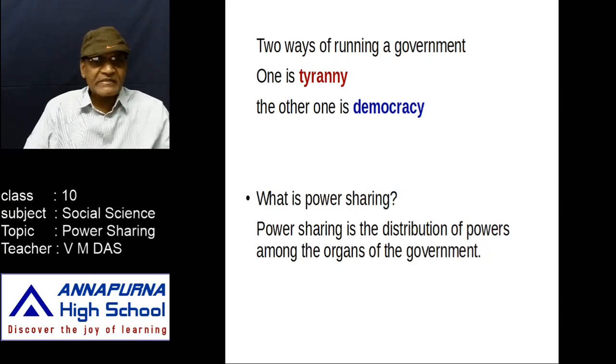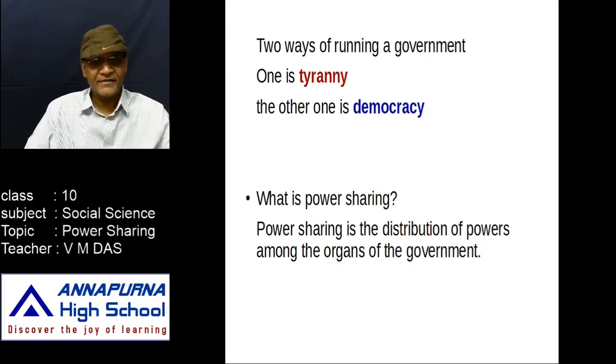There are two ways of running a government. One is tyranny and the other one is democracy. First one, tyranny. A tyranny is a kind of government in which power is concentrated in the hands of a king or a ruler. It is a cruel government. In tyrannical rule, people do not have any liberty, they do not have any freedom, and there are no rights for the people.